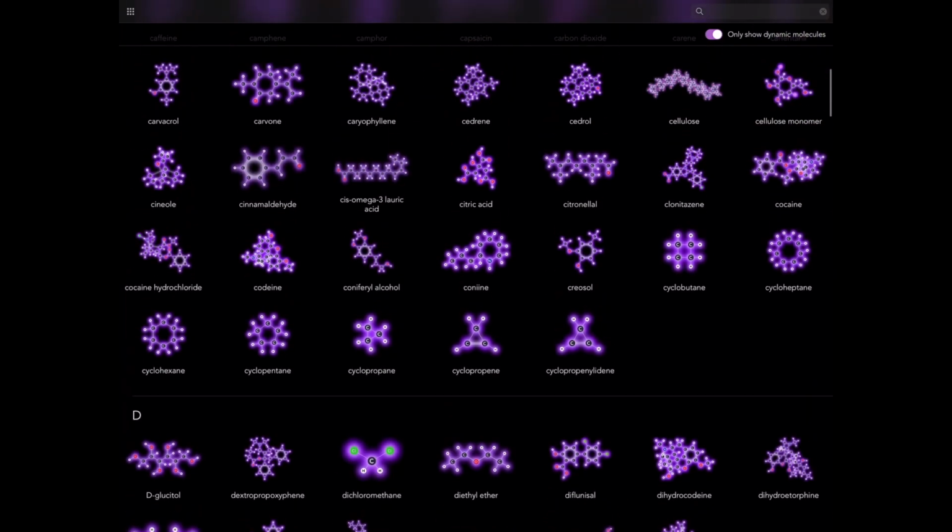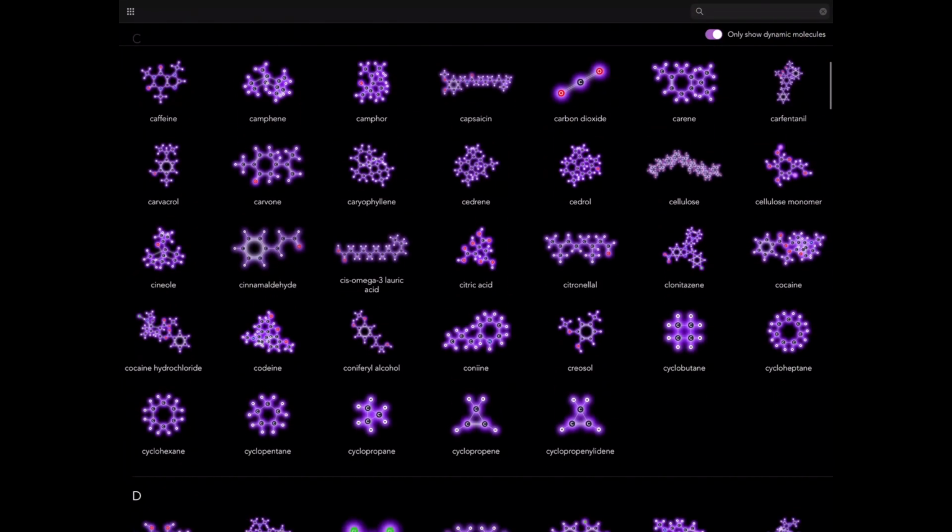I'm looking for cyclobutane. I'm not sure they've got it. Cyclobutane, there we go.